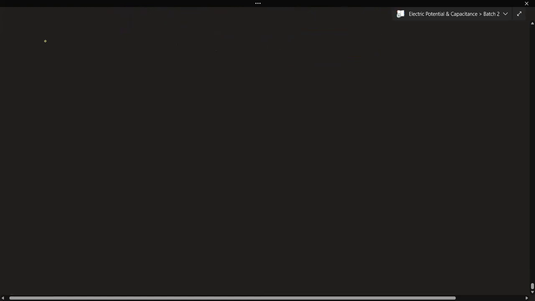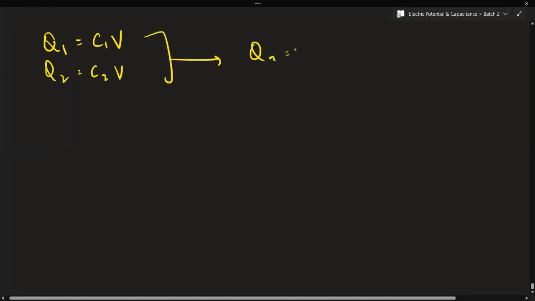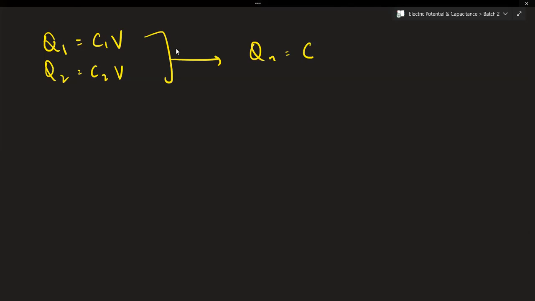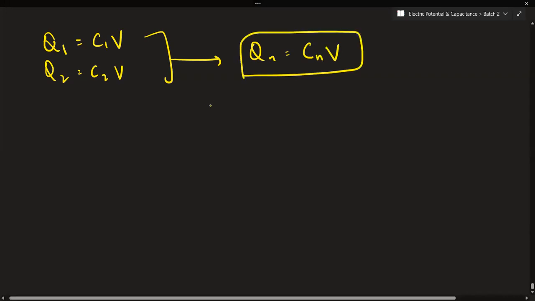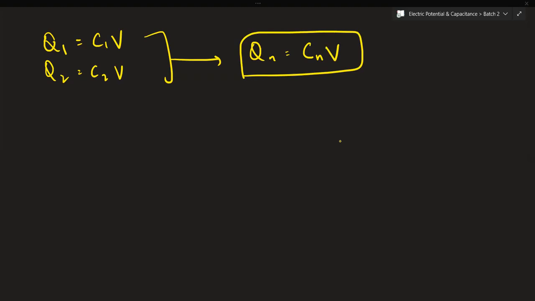Now, charge stored in each. Since charges are different, charge stored in one of them will be C1 multiplied by V1. Charge in the second one will be C2 multiplied by V. So directly we can write charge in nth will be Cn multiplied by V. This is how you calculate the charge. Josefa, you tell me how will I calculate the potential of each? Potential of each of them?